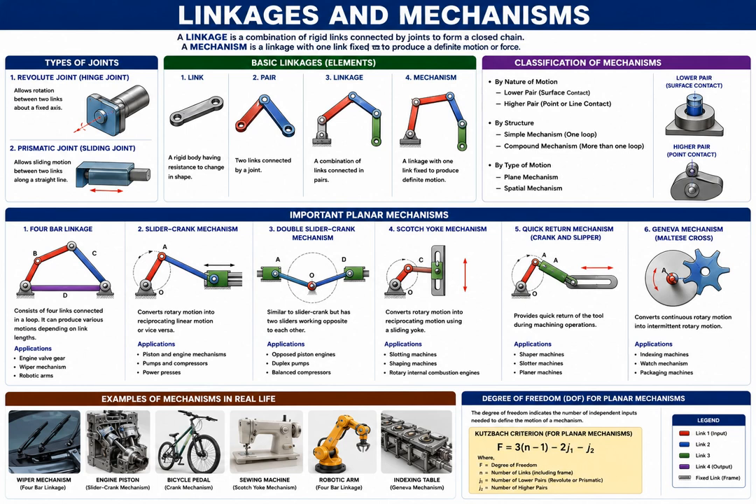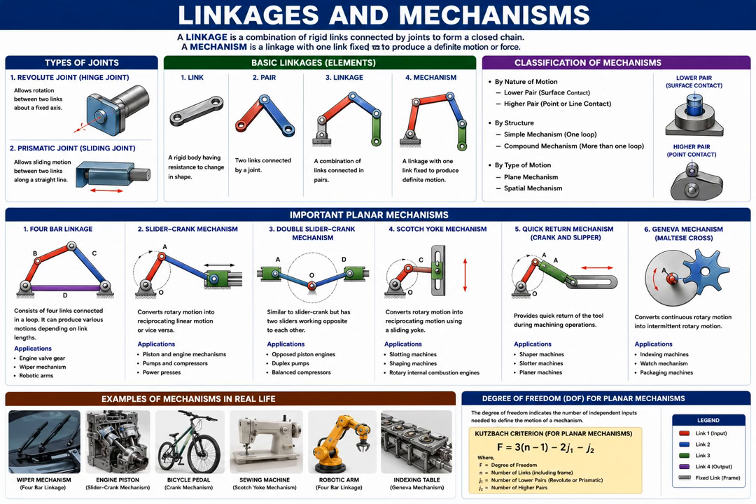Now, look at the top left of this image. First, we have joints. Joints connect links together and allow movement. A revolute joint allows rotational motion, like a door hinge. A prismatic joint allows sliding motion, like a piston moving inside a cylinder. Now moving to the center section, a link is a rigid body that does not change shape. That is called a link. When two links are connected, they become a pair.